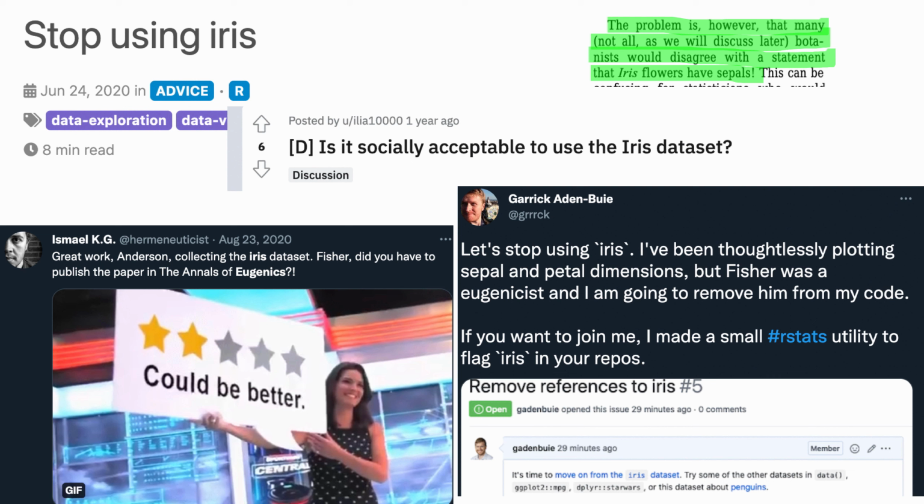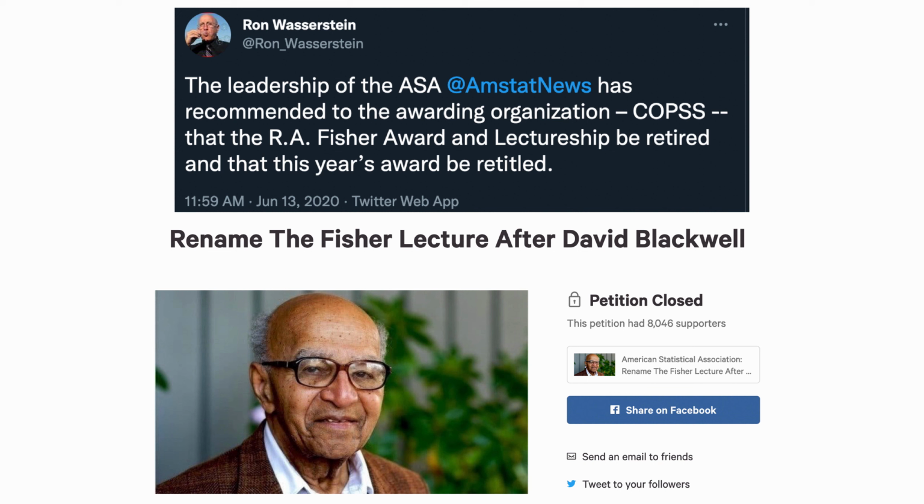For me, what I remember during this time a couple years ago when people started talking about this, actually the most famous example that I thought of people saying that we should not be referencing Ronald Fisher anymore was from the American Statistical Association. And so they have a very famous kind of award and lecture that they called the Ronald A. Fisher Award and Lectureship. And so this would be awarded annually to a really famous statistician. And it was kind of a big award, and this is a very big organization.